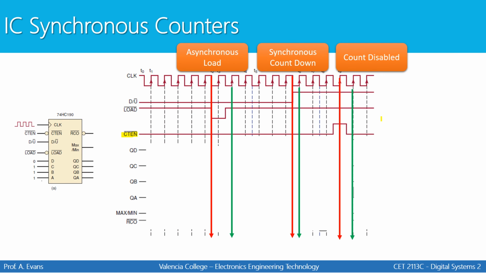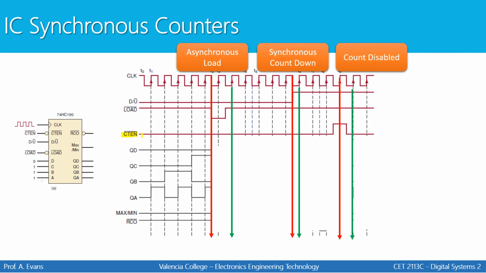Again, remember that the assumption is the counter begins in the 0000 state. So we have 0000, 0001, 0010, and so forth. It's going to start counting up. And here's the count: 1, 2, 3, 4, and so forth. As it counts, it'll get up to 0100.